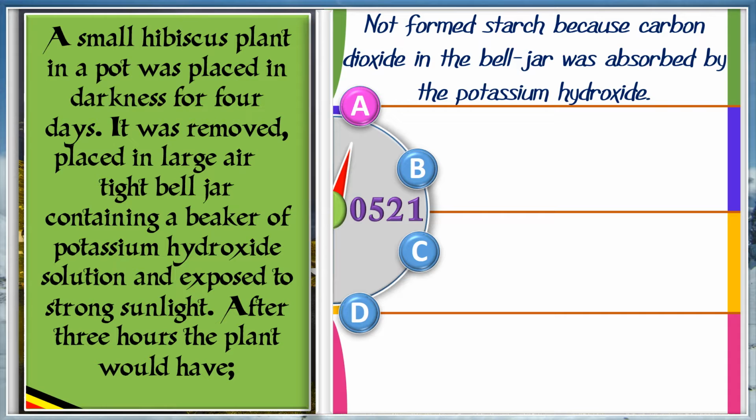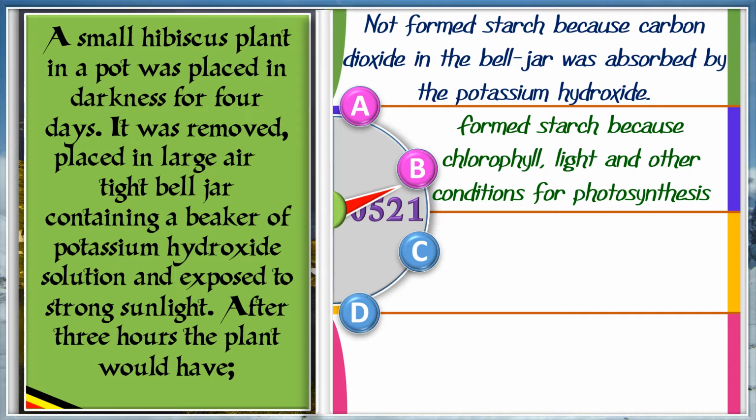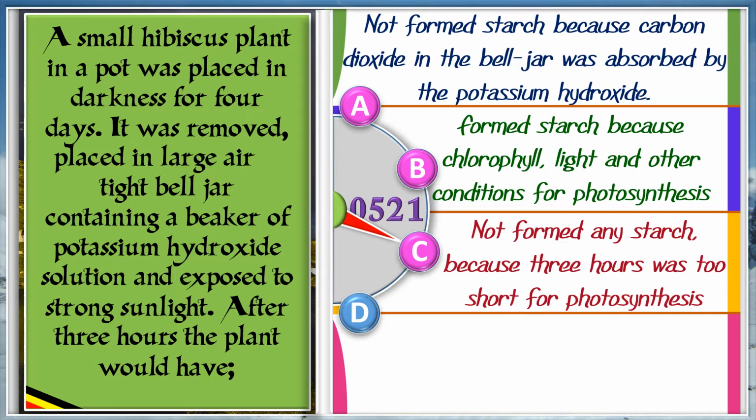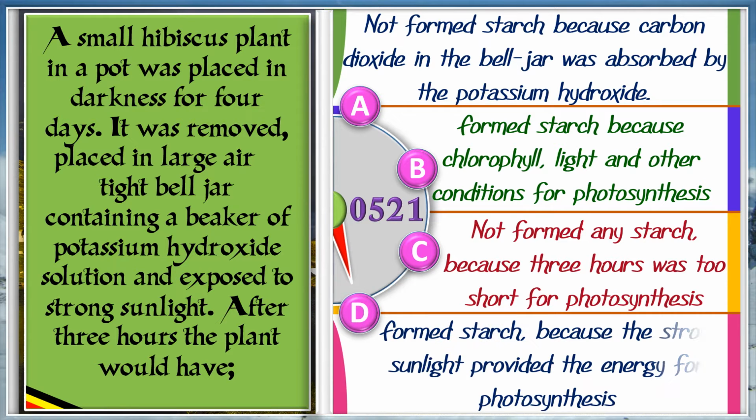A. Not formed starch because carbon dioxide in the bell jar was absorbed by the potassium hydroxide. B. Formed starch because of chlorophyll, light, and other conditions for photosynthesis. C. Not formed any starch because 3 hours was too short for photosynthesis. D. Formed starch because the strong sunlight provided the energy for photosynthesis. And the answer is A. Not formed starch because carbon dioxide in the bell jar was absorbed by potassium hydroxide.